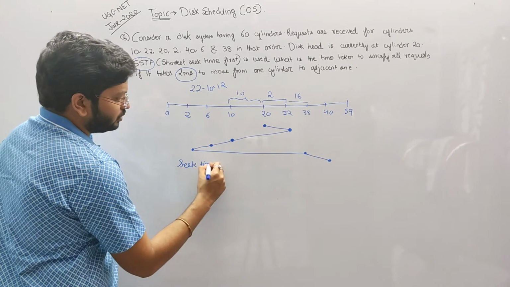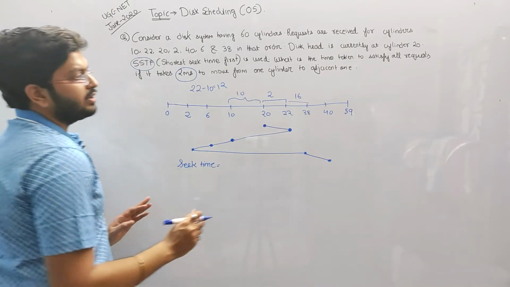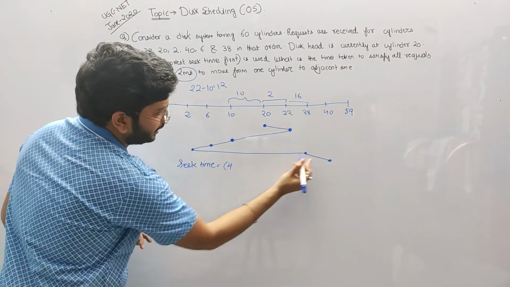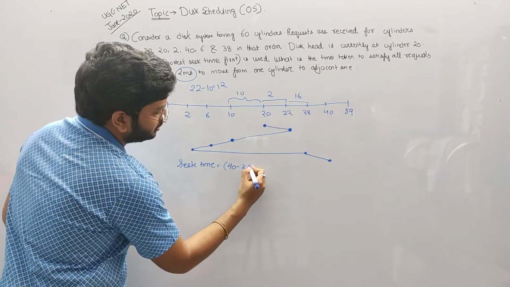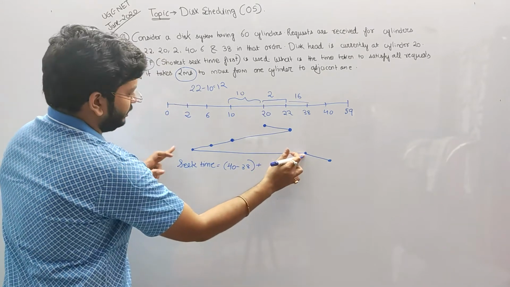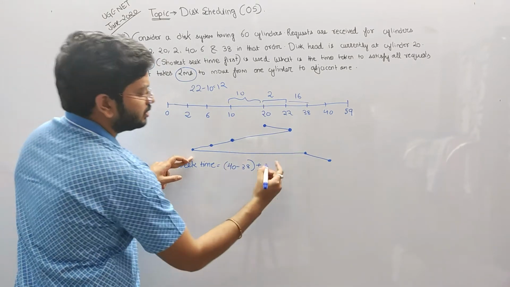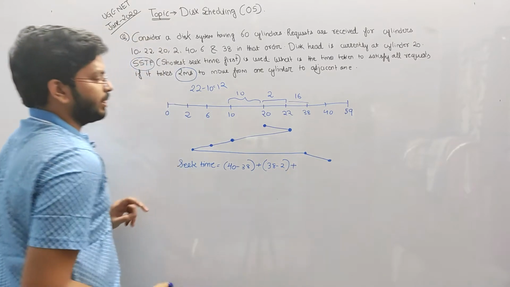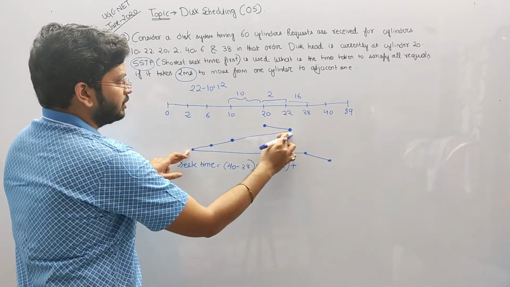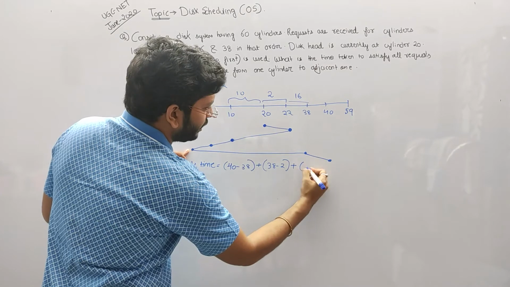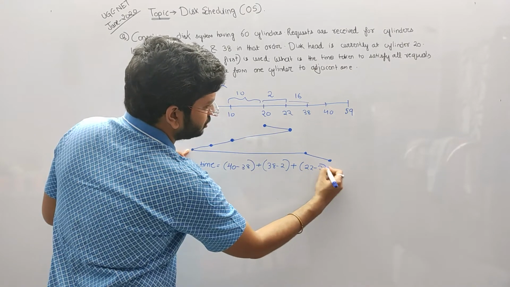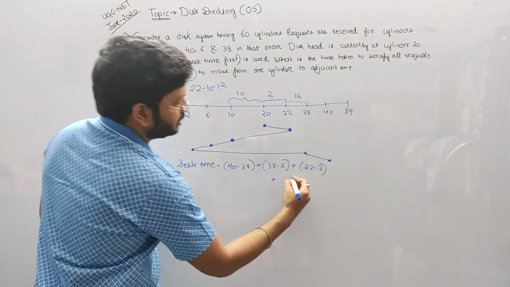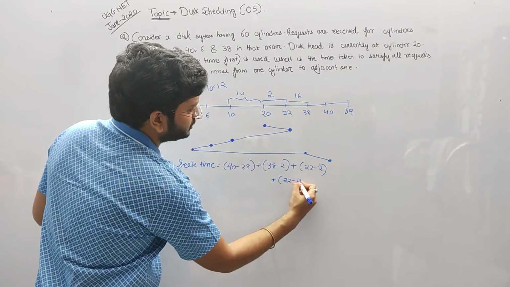Now here I have to calculate the seek time. So how will we calculate it? From 40 to 38, that is this gap, 40 minus 38, plus this gap, 38 to 2, 38 minus 2, plus this gap, 22 and 2, 22 minus 2, plus the only gap left, which is 22 minus 20.